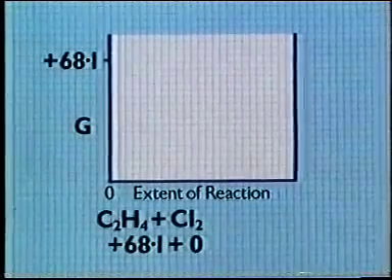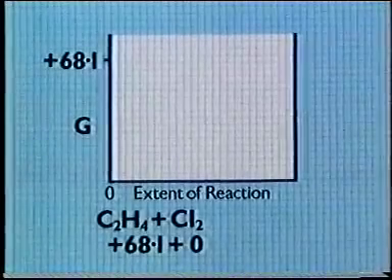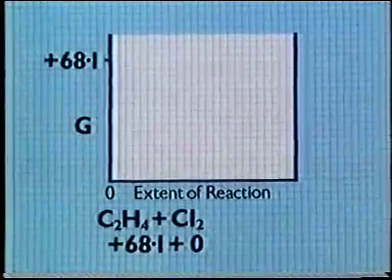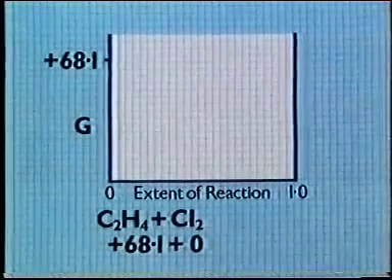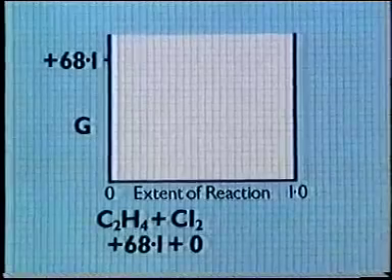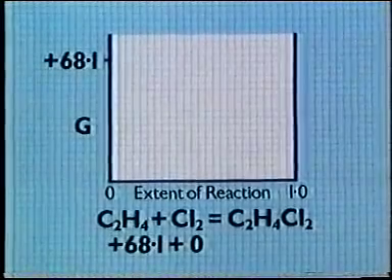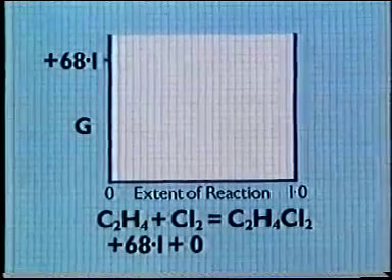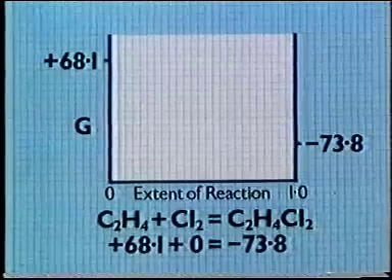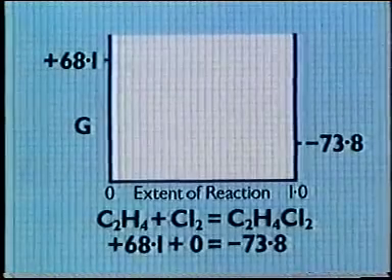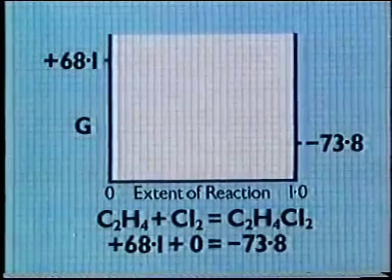We can also put another point on the graph. When only products are present, that is when the reaction has gone to completion, and the extent of reaction is 1.0, G system is equal to G products, which is equal to G naught for 1,2-dichloroethane in the gas phase. From the data book, this value is minus 73.8 kilojoules per mole. So now we have 2 points on our graph.